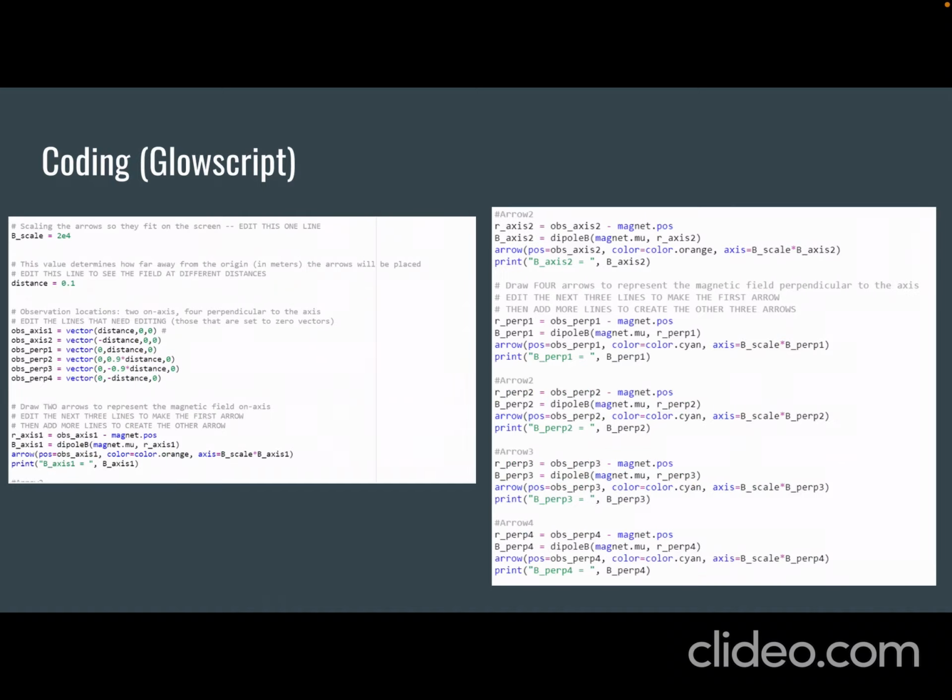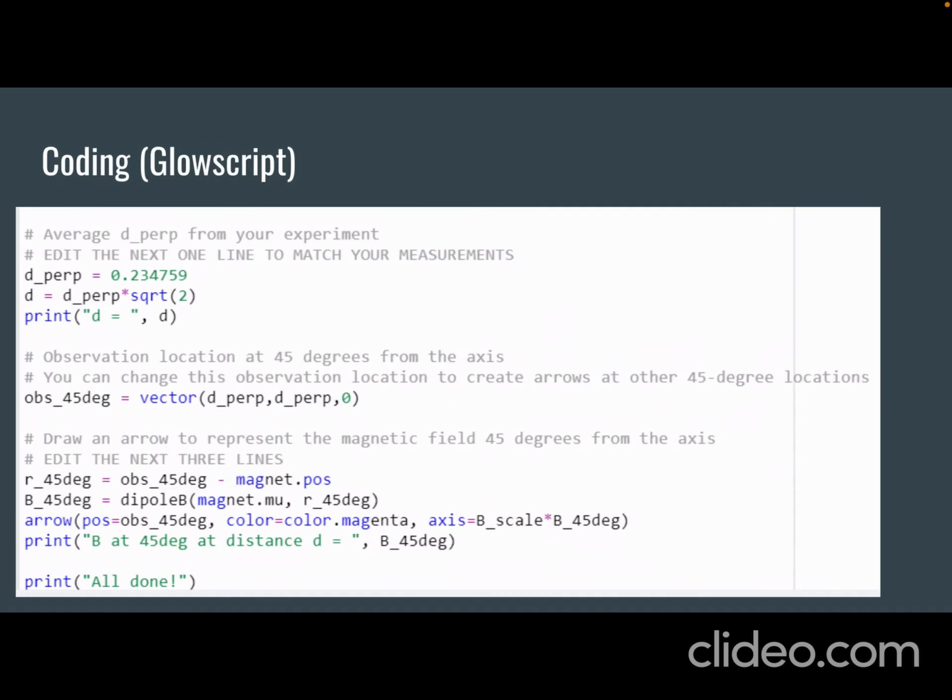And then we were able to find the magnetic dipole moment of anything with a given distance by using this code here. And then from that code, we were able to calculate magnetic fields for different locations, including on axis and perpendicular, as these codes are doing and showing. And then also we did it to calculate the theoretical value of what the magnetic field would be for part 3, where it's at a distance 45 degrees away from it. And this is what this code is.